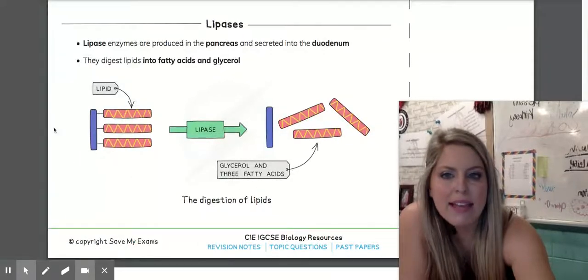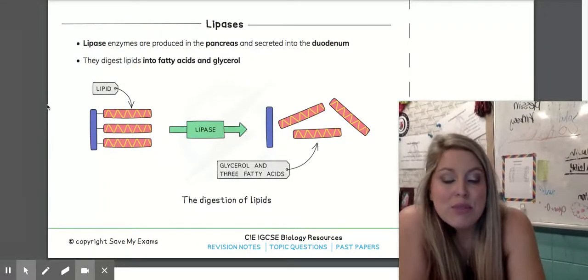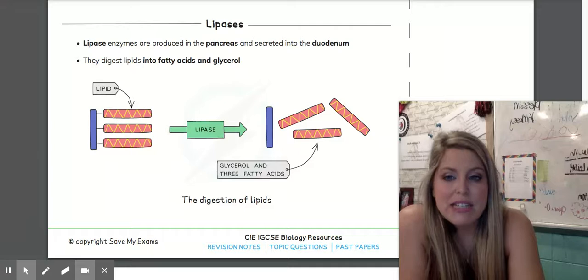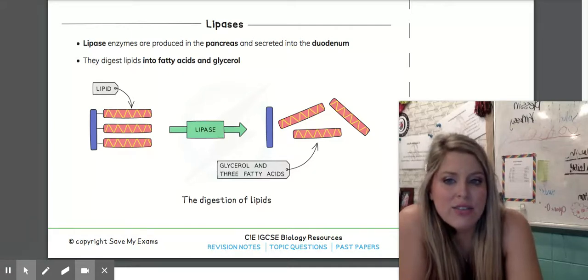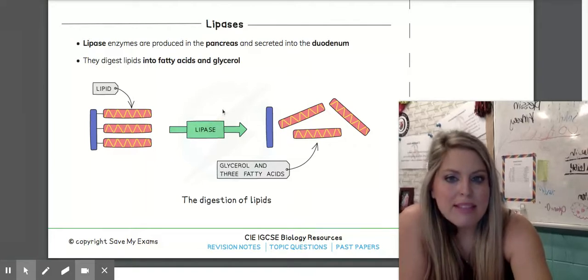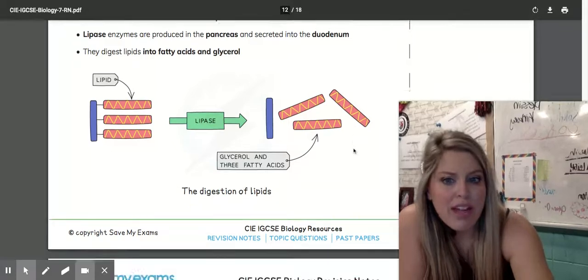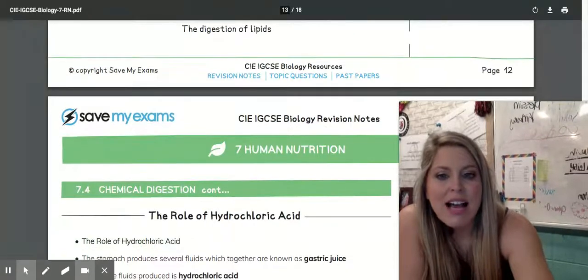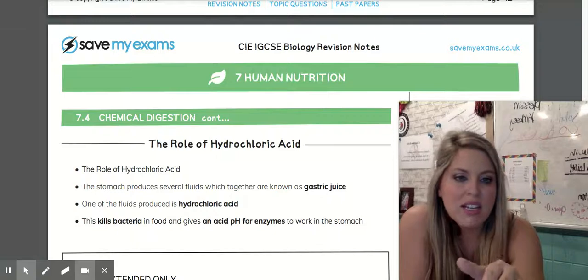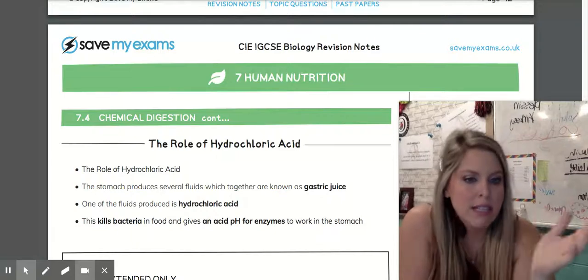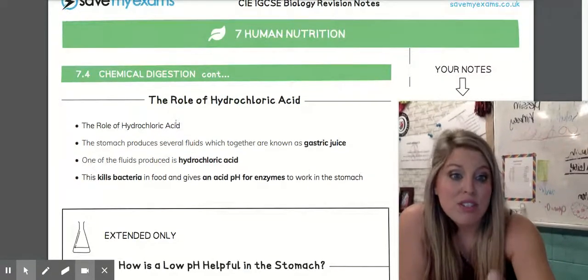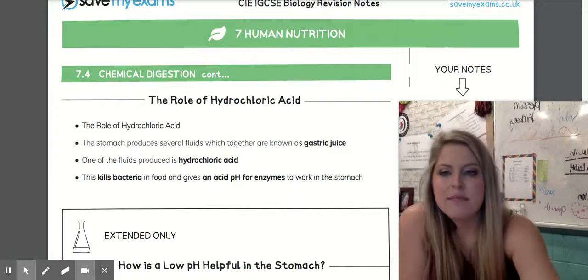Next one, lipase. The lipase enzymes are produced in the pancreas and also secreted into the small intestine, and they digest lipids into fatty acids and glycerol. So there's a little review here. You have your lipid, your lipase enzyme. It's going to break down into that 1 glycerol and your 3 fatty acids. Now, for the types of those, you're just going to need to know lipase formed in the pancreas, and it's breaking down fat into glycerol and 3 fatty acids.